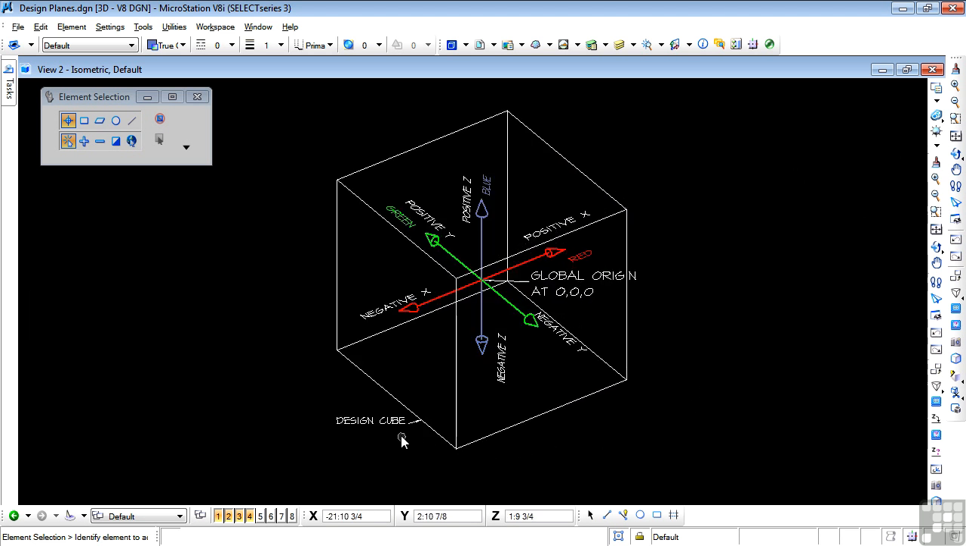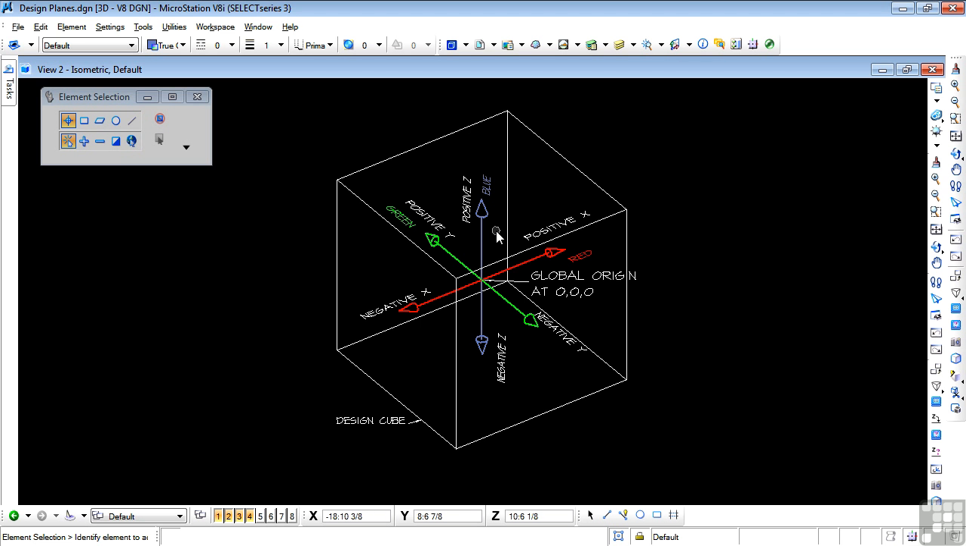We now have a design cube rather than a design plane, and we have the global origin at 0, 0, 0 in the center of the design cube. We again have the positive X-axis and the positive Y-axis. We also, of course, have the negative X and the negative Y, but we can see and work with the positive and negative Z-axes. What's most important, however, is the way MicroStation sees the design cube.